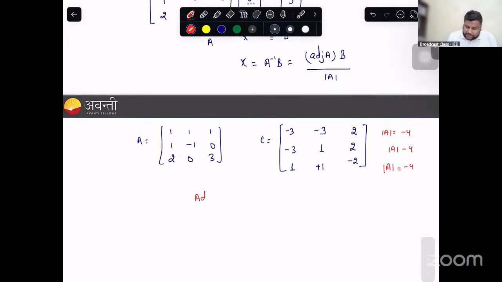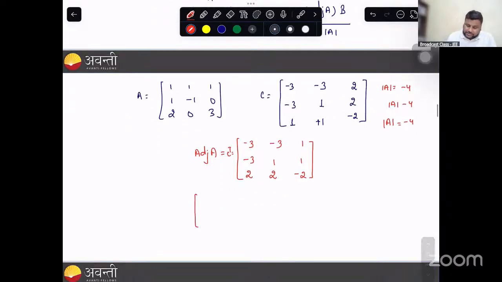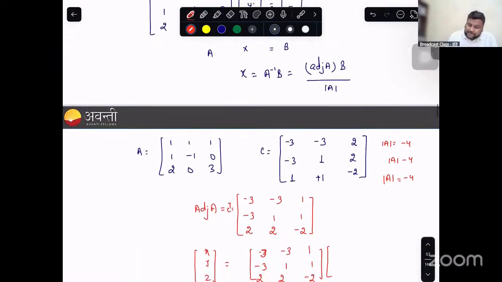So adjoint of A came what? C transpose. That is minus 3, 2, minus 3, 1, 2, 1, 1, minus 2. First row became first column, second row became second column, minus 3, 1, 2, and third row became third column. Now, what is x, y, z? It is adjoint A into B, that is minus 3, 1, 1, 1, 2, 2, minus 2, multiplied by 8, 5, 7.